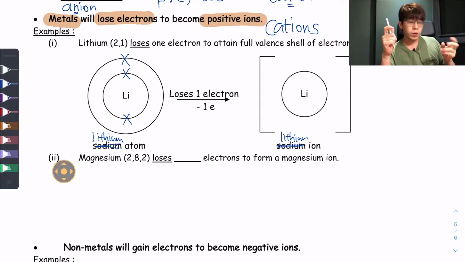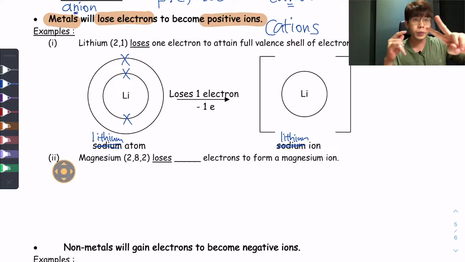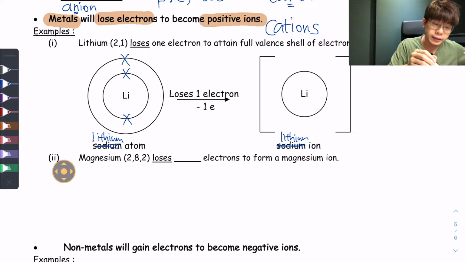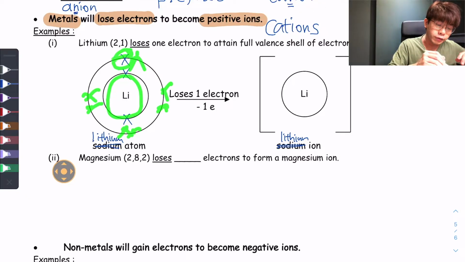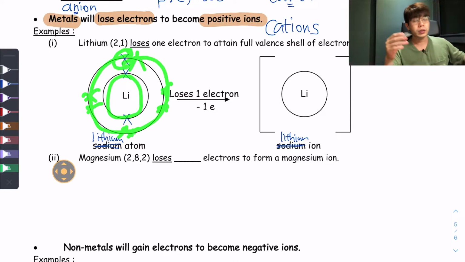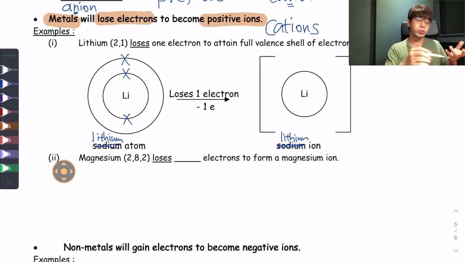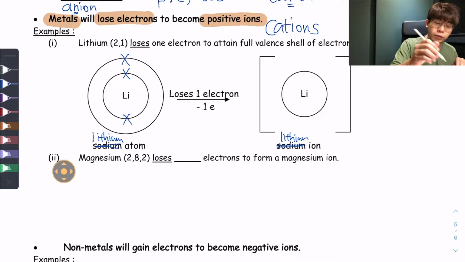Now, we want to get a full valence shell. There are two ways I can get a full valence shell. I either lose the one electron over here to get a full valence shell, which is 2 electrons, or I can gain another 7 electrons to form a full second shell. It will be easier to lose the 1 electron as compared to gaining the 7 electrons.